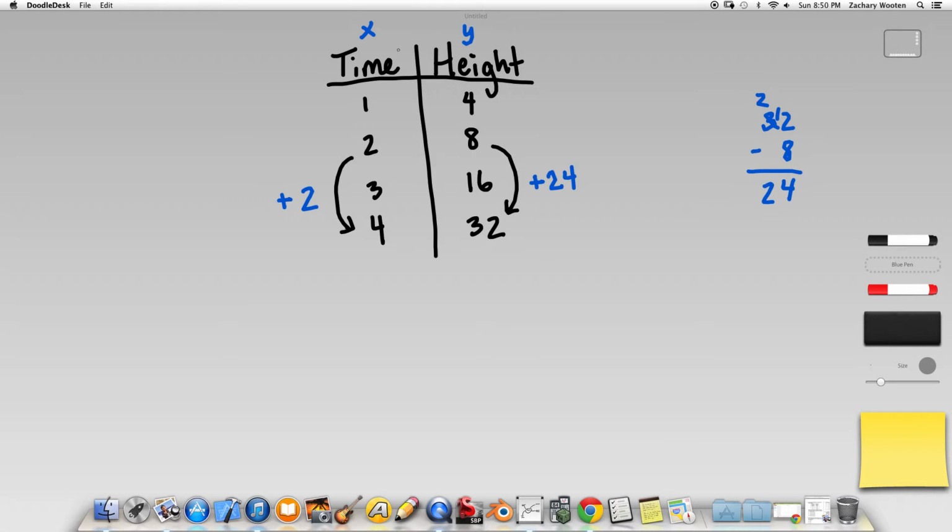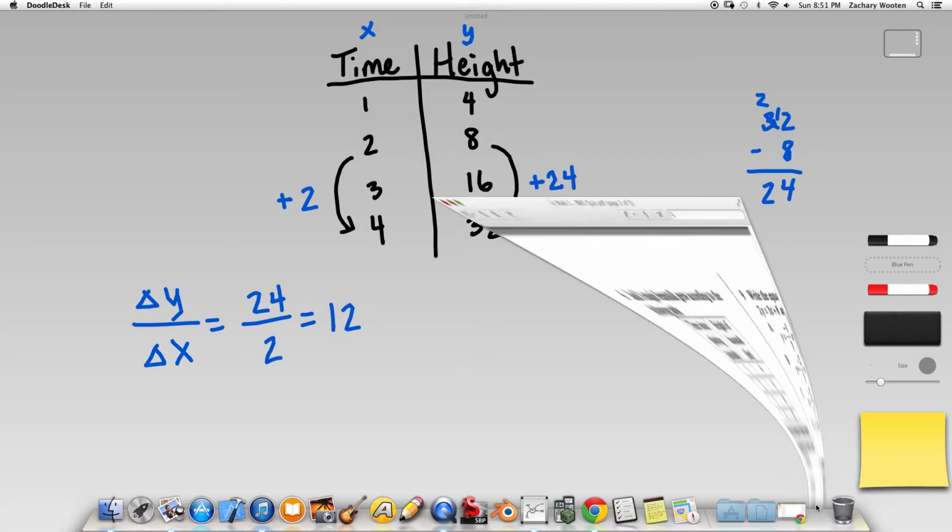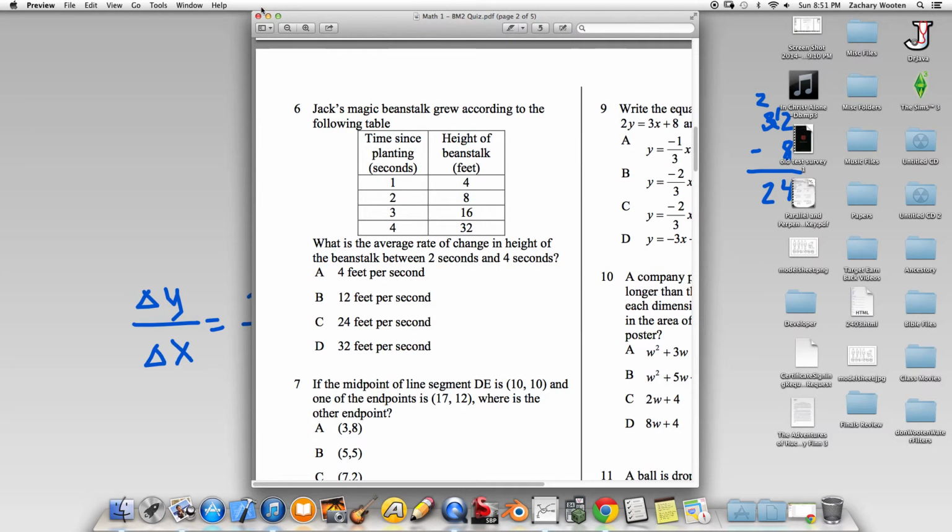So it's going up 24 feet in height over a time period of 2 seconds. So the average rate of change, we would just do change in y over the change in x. That's always rate of change, change in y over your change in x. So we went up 24 feet over a time period of 2 seconds, and that simplifies to 24 divided by 2 is 12. All right, so that's the most simple way to do this, and we would have seen our answer was B, 12 feet per second.